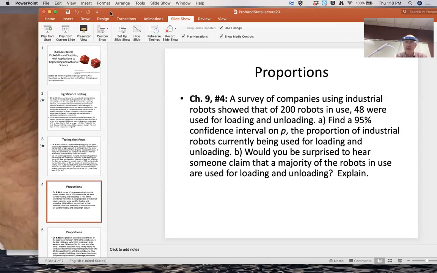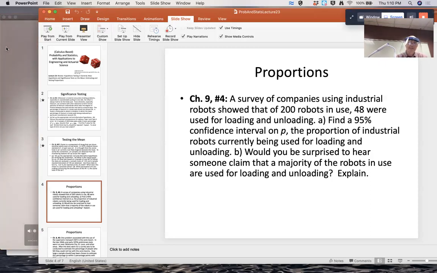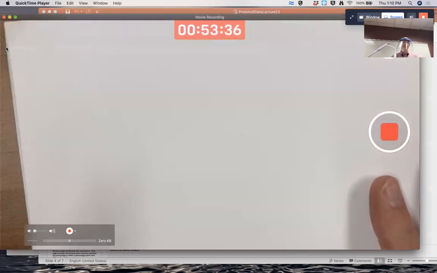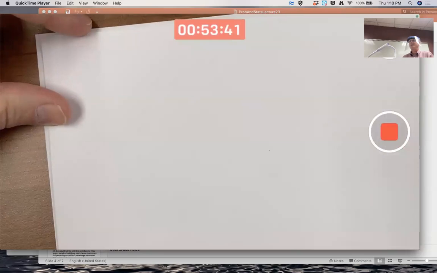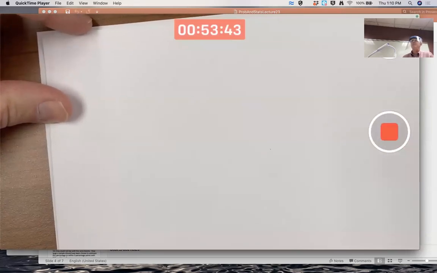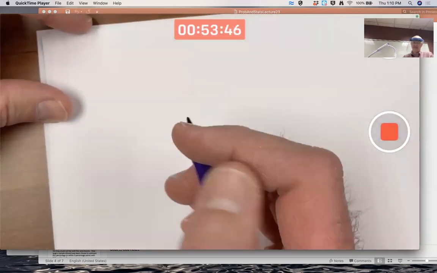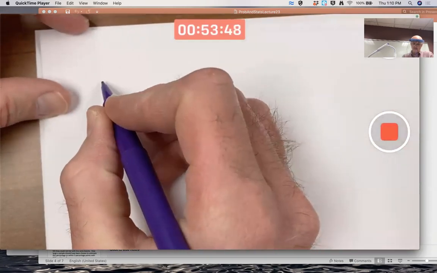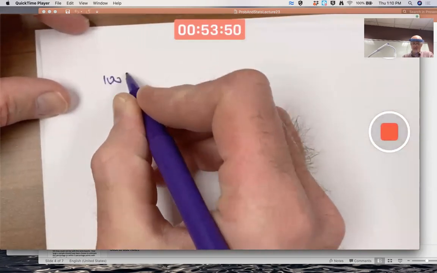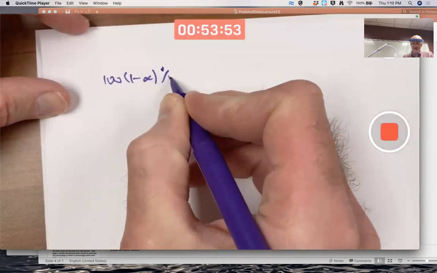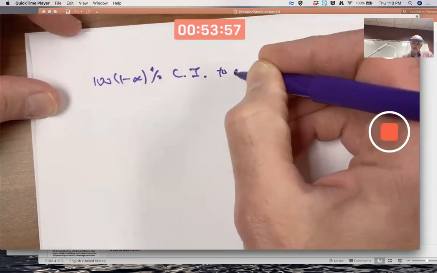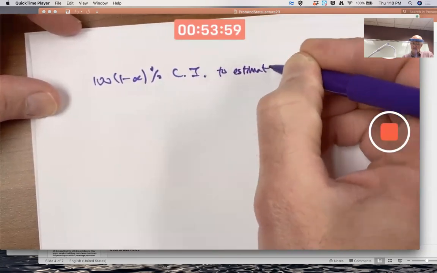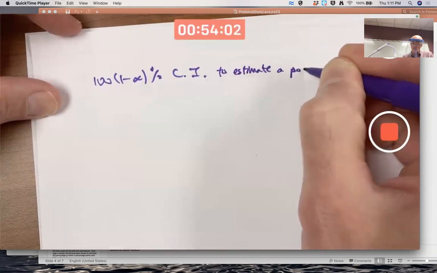So let's go ahead and do part A here without doing part B. And it is a formula. I'll write down the formula. I'm not going to fully explain the formula, but we can maybe make some sense out of it. A 100 times (1 minus alpha) percent confidence interval to estimate a population proportion P.